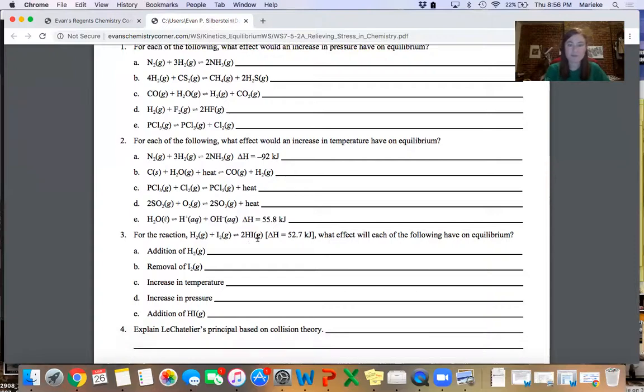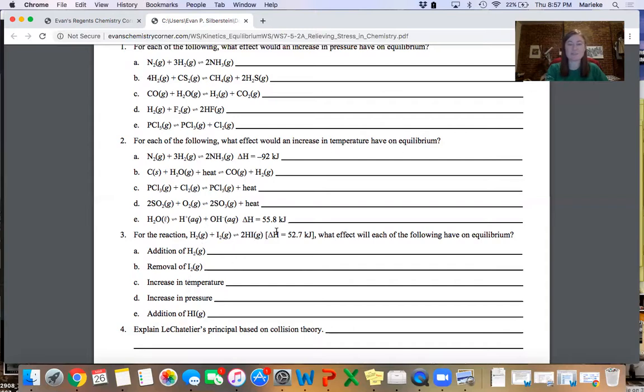Okay, for number 3, we're looking at the effect that each of these different changes has on the equilibrium. If we add H2, there's going to be more collisions between H2 and I2. The system's going to try to use up that extra H2, so we're going to shift to the right. If we remove I2, there's going to be fewer collisions between H2 and I2. And so to compensate, the system's going to try to make more I2. And so your equilibrium is going to shift to the left.